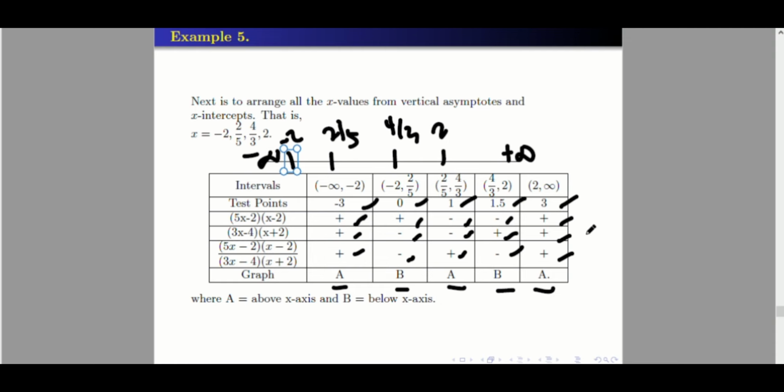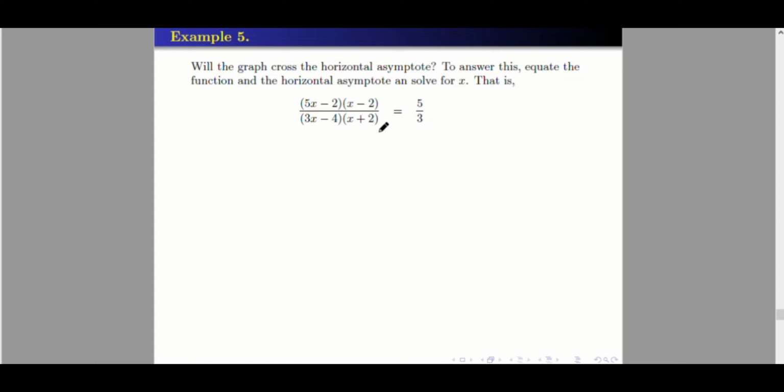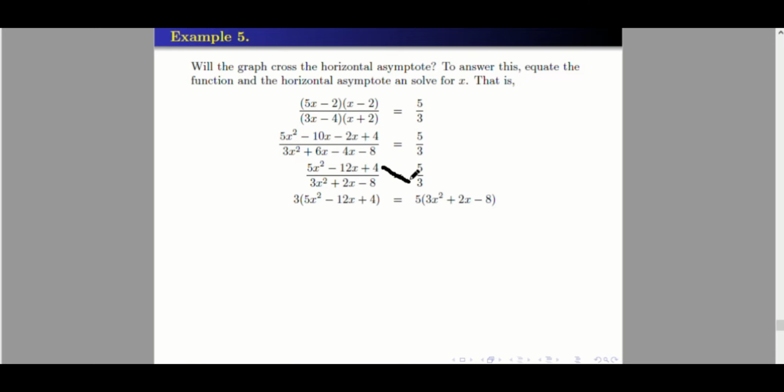But before we graph this one, will the graph cross the horizontal asymptote? So again, to answer this, we will equate the function, this is our function, and the horizontal asymptote, y equals 5/3. So I multiply this first by FOIL method. So we have negative 10x minus 2x is negative 12x. Positive 6x minus 4x is positive 2x. So we have this, and then cross multiply.